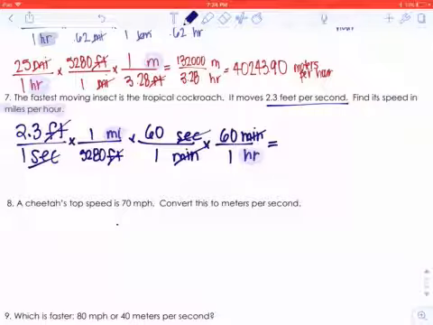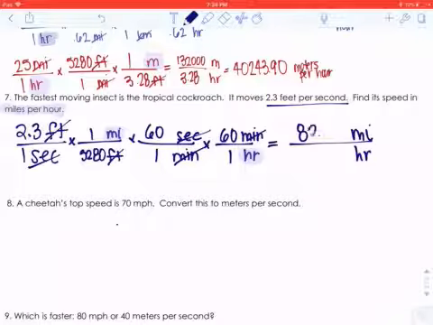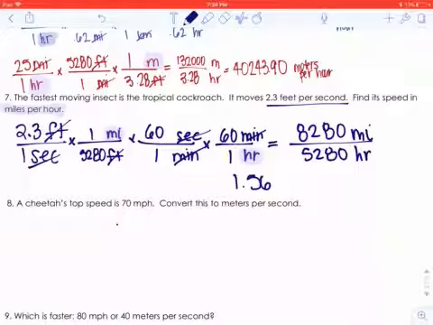So if I multiply across, my units on top would be miles, my units on bottom would be hours, and let's multiply. 2.3 times 60 times 60 is 8,280, and 5,280 times 1 is 5,280, and then when I go ahead and divide that, 8,280 divided by 5,280, I get 1.57, I'm sorry, I should round.